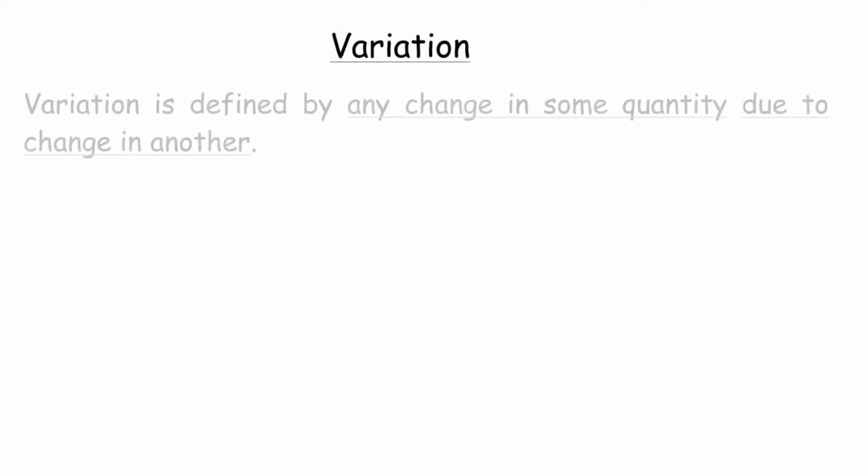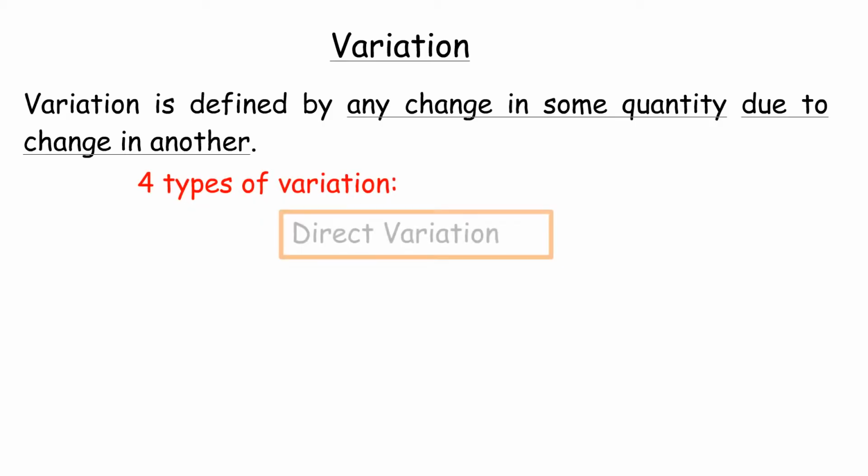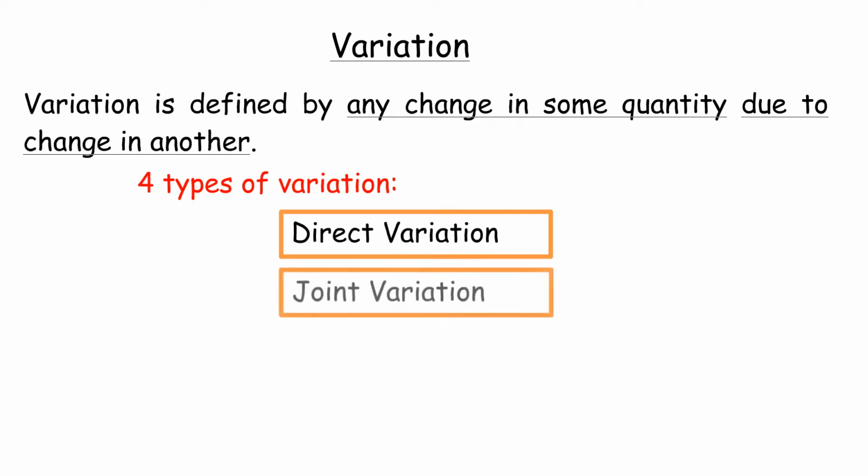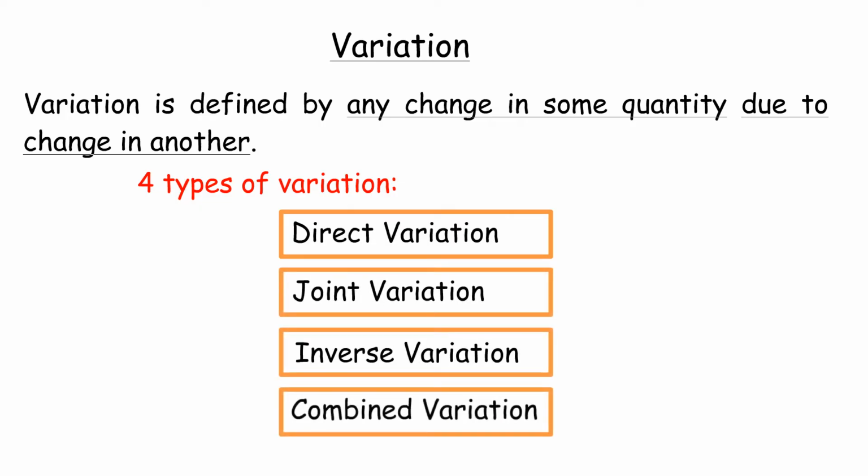Variation. Variation is defined by any change in some quantity due to change in another. In this chapter, you will learn 4 types of variation, which are direct variation, joint variation, inverse variation, and combined variation.